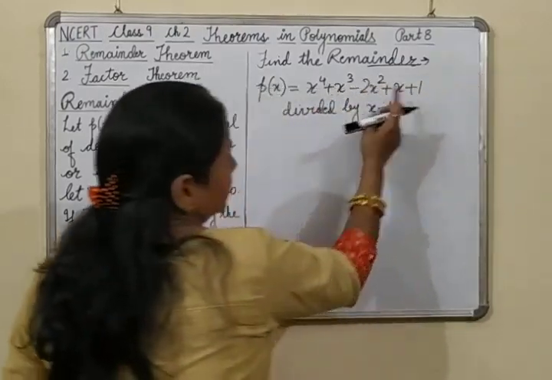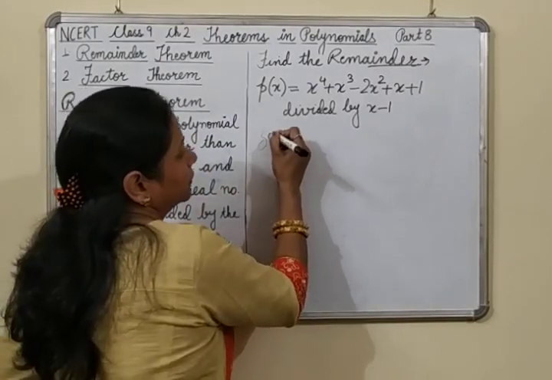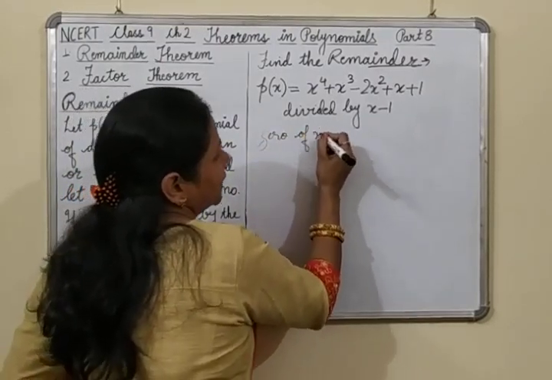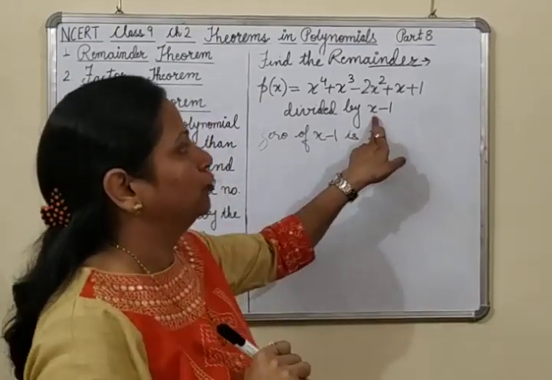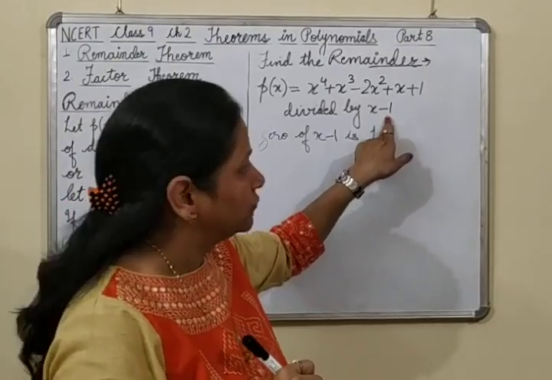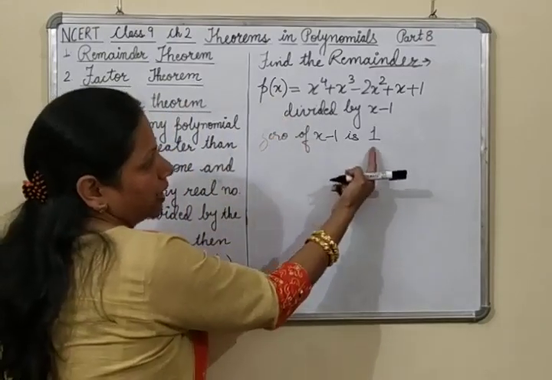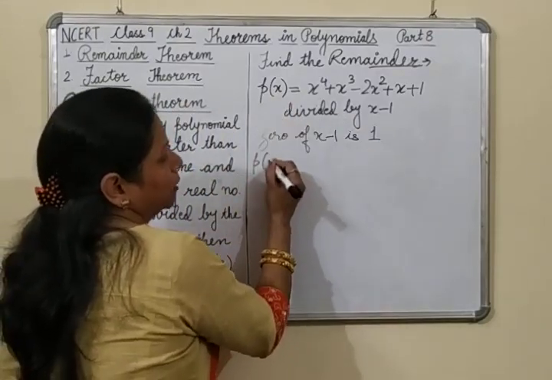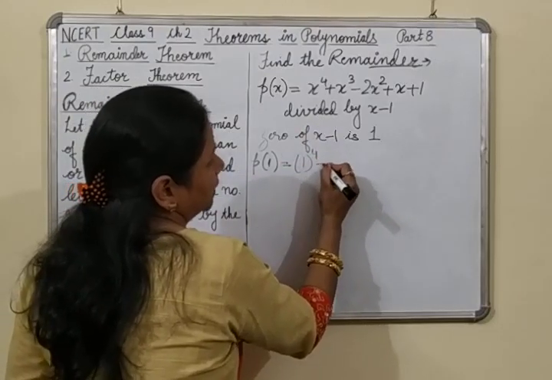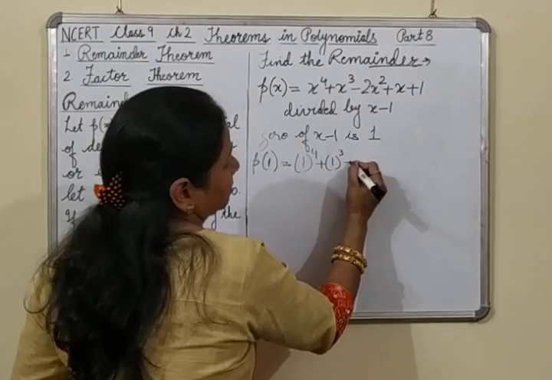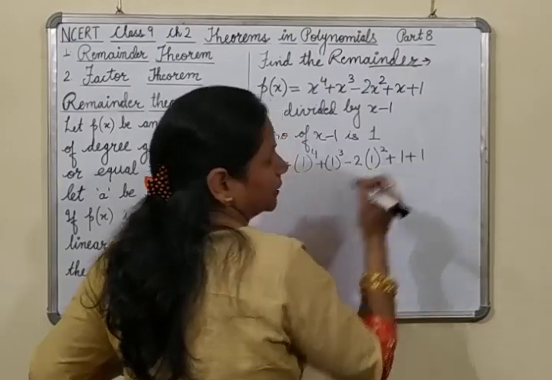How? The polynomial is given and it is to be divided by x minus 1. Therefore, the zero of x minus 1 is plus 1. When we get the value of x from here, it will be plus 1. So we say that the zero of x minus 1 is 1. Now we will be putting this 1 in place of x everywhere. So P of 1. What will be P of 1? In place of x, write 1 to the power 4 plus 1 to the power 3 minus 2 into 1 to the power 2 plus 1 and plus 1.